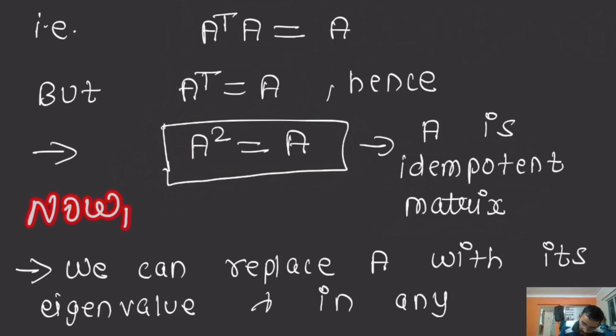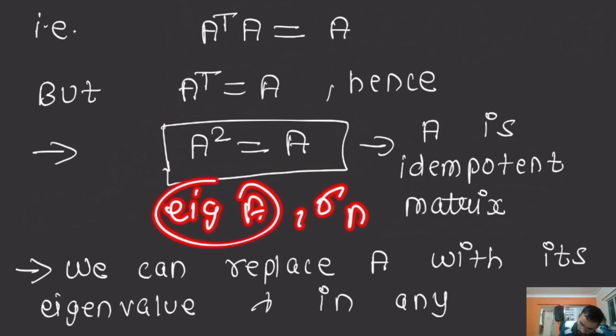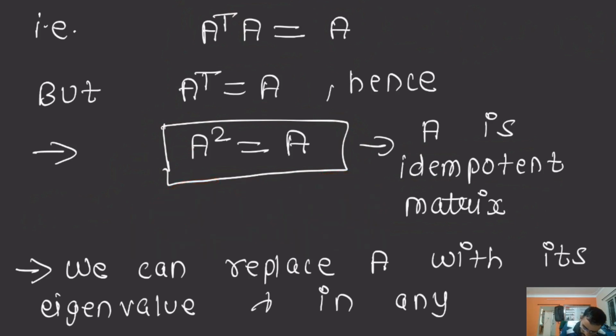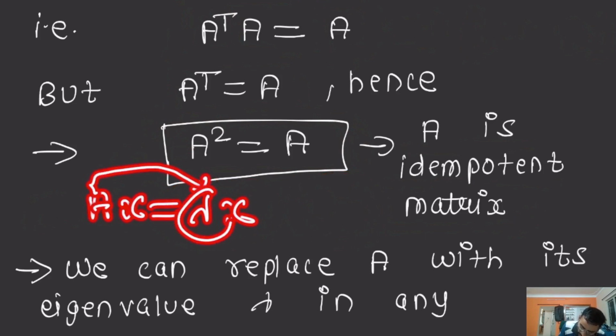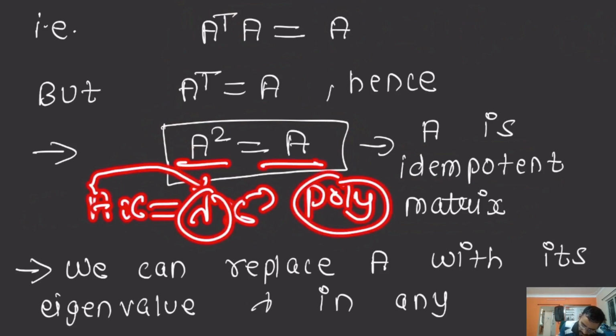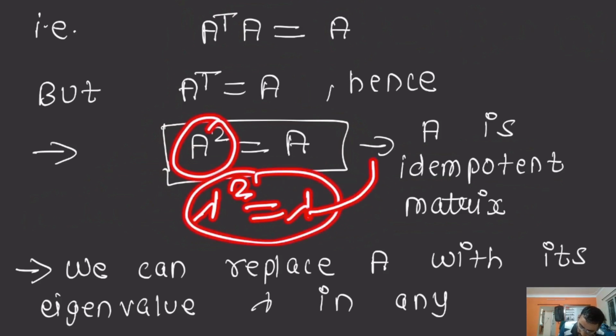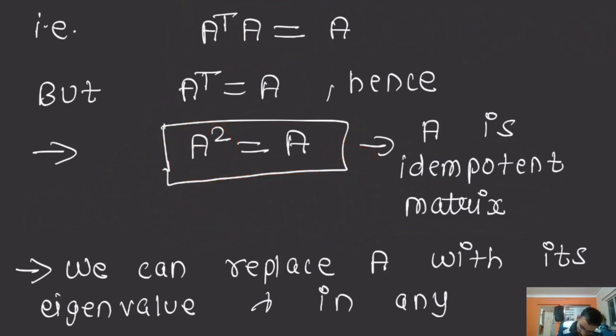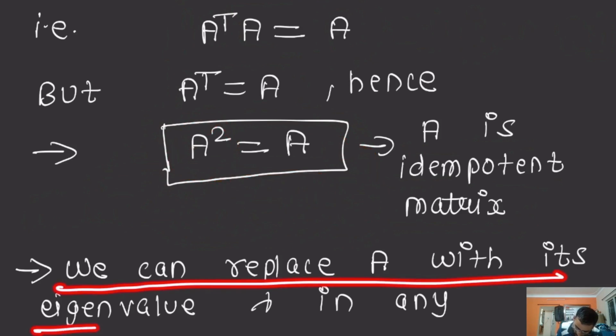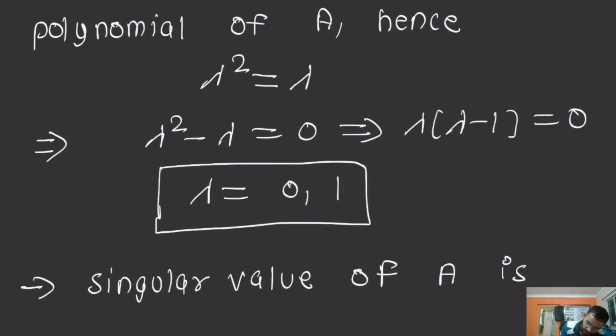Now we need to find the eigenvalues of A and the singular values of A. We know that using the eigenvalue equation Ax is equal to lambda x, we can replace A with its eigenvalue lambda in any polynomial of A. If we replace A with lambda, then what we get is lambda square is equal to lambda, where lambda is an eigenvalue of A.